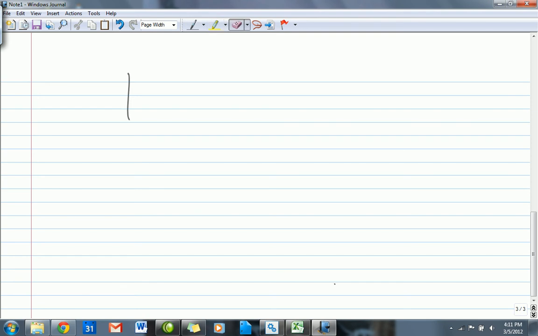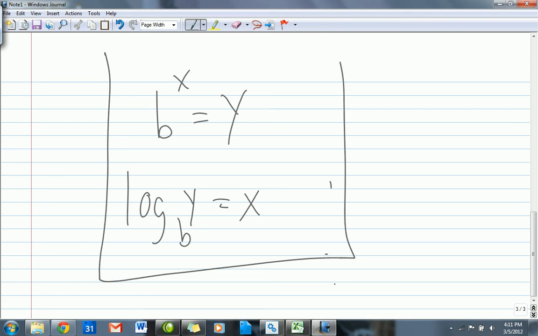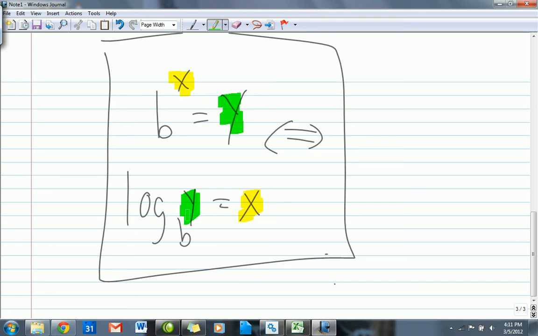So here's how logarithms work. If b to the x equals y, b being the base to the x power equals y, that can be written as a logarithm of base b, these two b's are consistent, of y equals x. These are equivalent statements, if and only if. Meaning that x goes here, y goes here, and b being the base goes here.